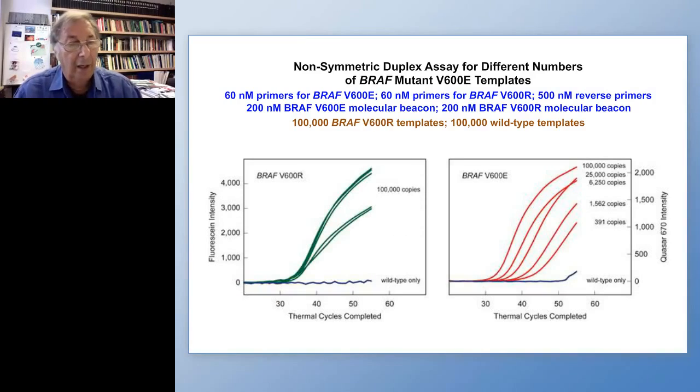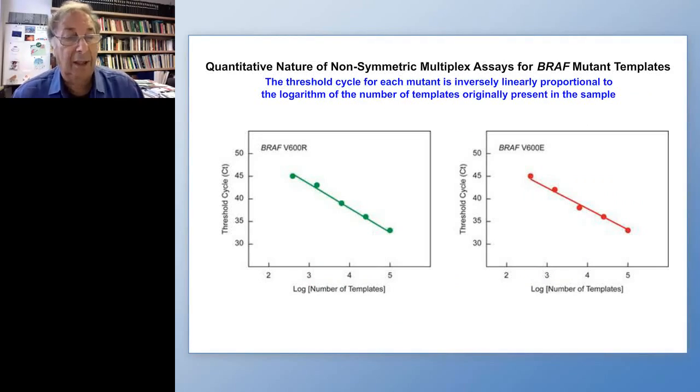And here is the complementary experiment where we kept the BRAF V600R constant at 100,000 copies and put in different numbers of BRAF V600E copies. And you'll see that as controls, wild type only, even though these are complex multiplex reactions, gave no signal with either molecular beacon. That's the little lines at the bottom. Taking the results of these last two slides, just to show you that you get really quantitative results, here are the log plots obtained from those assays.